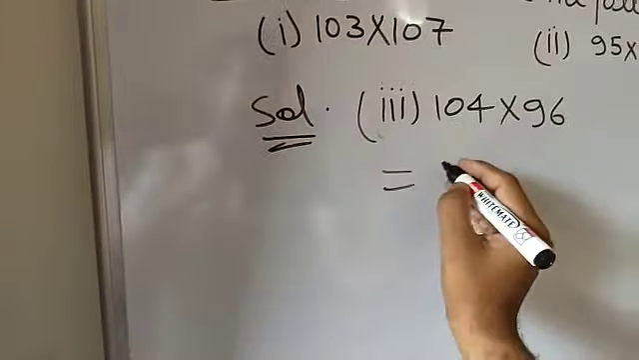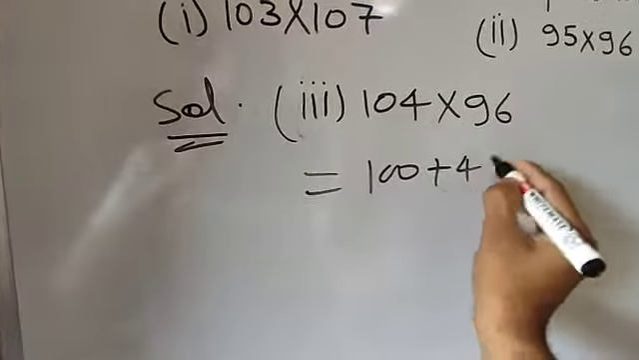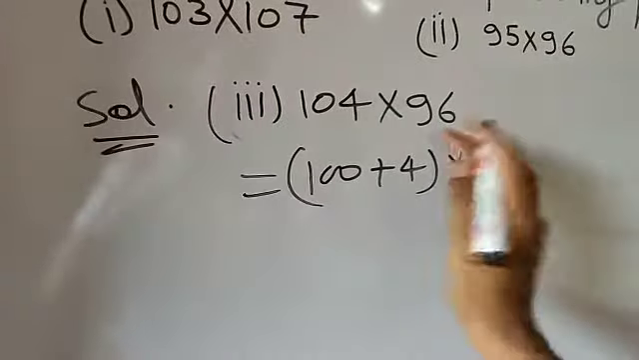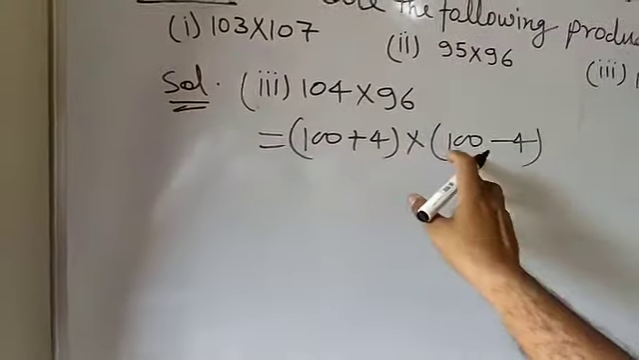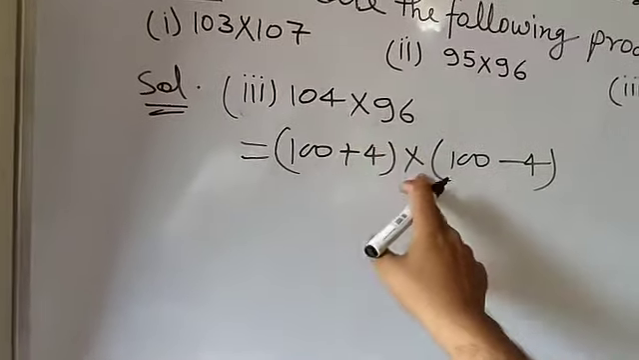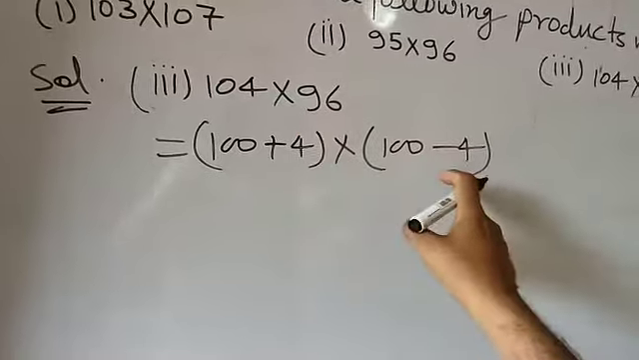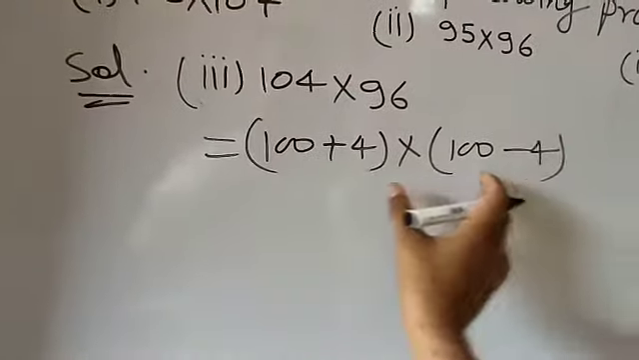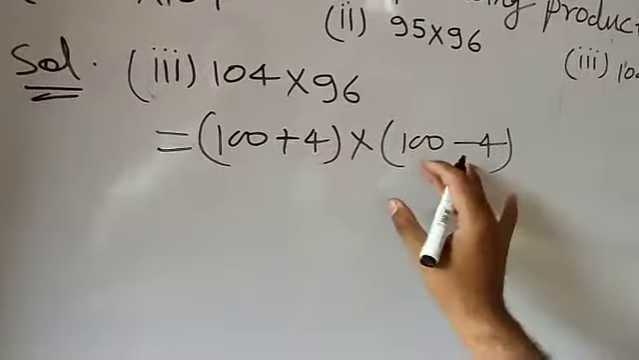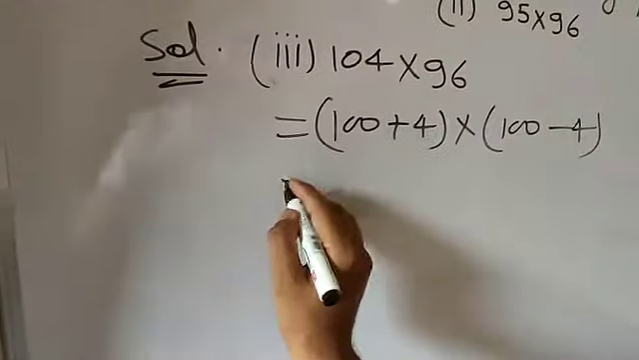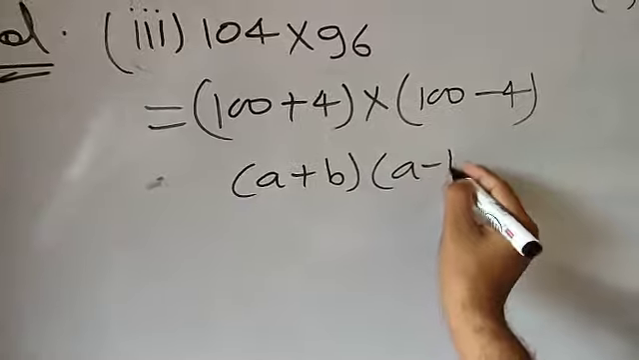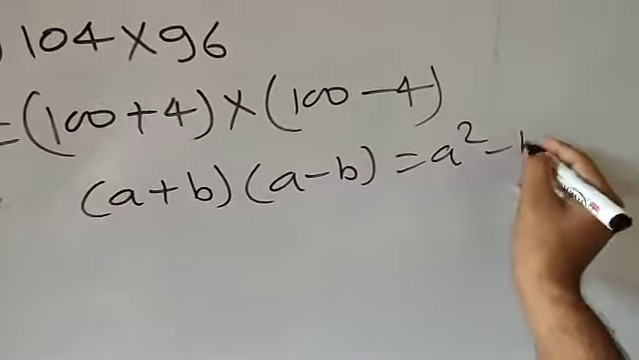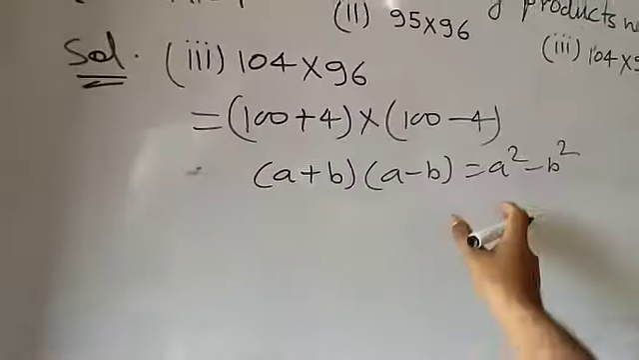So 104 can be written as 100 plus 4, into 96 which can be written as 100 minus 4. So (100 plus 4), that will be 104, multiplied by (100 minus 4), that will be 96. Now here you can see that in both the brackets the value is the same, only the sign is different. So you have one identity, that is (a plus b) into (a minus b) is equal to a square minus b square. By this identity all of you are familiar.